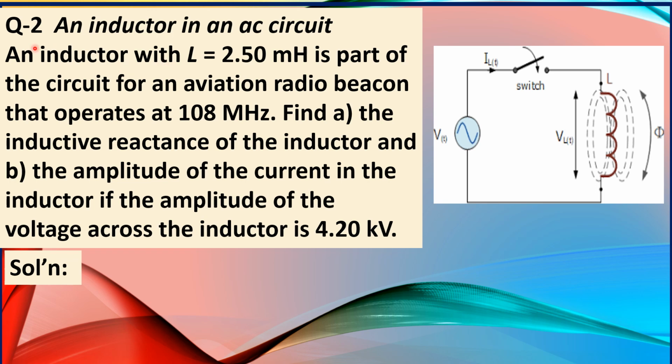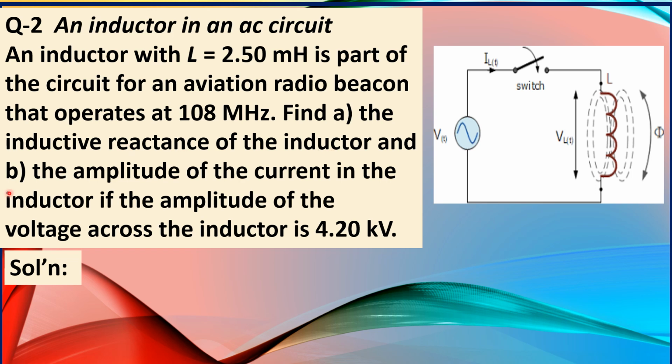Okay, moving on to question number 2, which is about an inductor in an AC circuit, just like what is shown in this diagram. So, an inductor with inductance capital L equal to 2.50 millihenry is part of the circuit for an aviation radio beacon that operates at 108 megahertz. Questions. Letter A. Find the inductive reactance of the inductor.